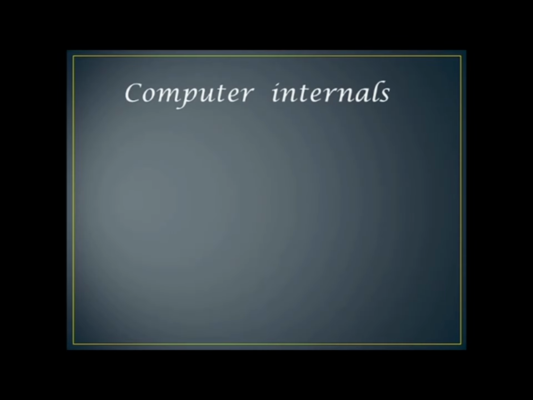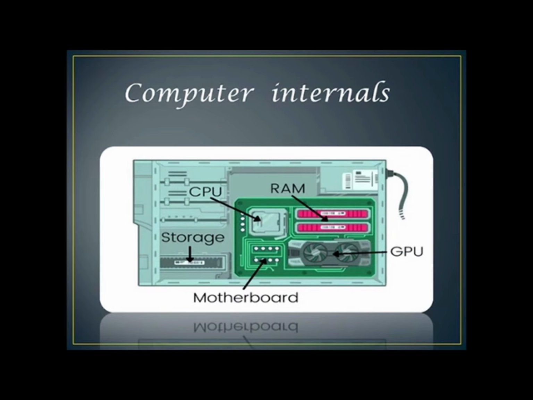Computer internals. Some of the computer internals are CPU, RAM, GPU, motherboard, storage. CPU stands for Central Processing Unit. It is the brain of the computer, responsible for executing instructions. GPU is a graphics processing unit specialized for rendering images, videos, and animations in a computer's graphics system. RAM is random access memory, a temporary storage for data and program instructions. Storage is permanent memory for storing data, files, and programs, even when the computer is powered off.